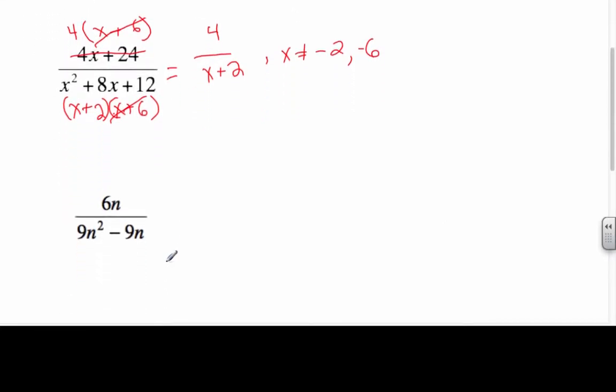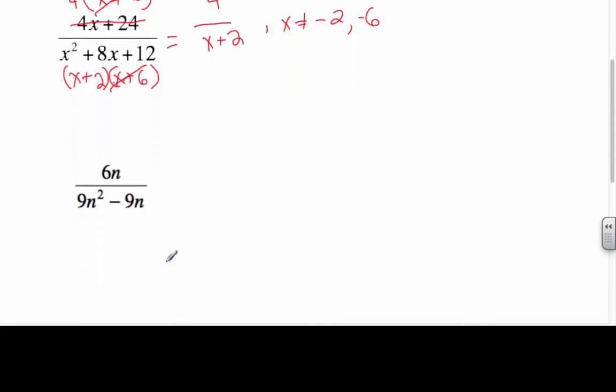Alright, so let's go to the next example. This one looks a little different, but it's still not that bad. I'm going to take a look at the numerator. I only have one term, so there's nothing to worry about. My denominator, though, I do have some stuff I need to get rid of. 9n squared minus 9n. I have a 9n in common. So then I divide each term by 9n. I'm going to get n minus 1.